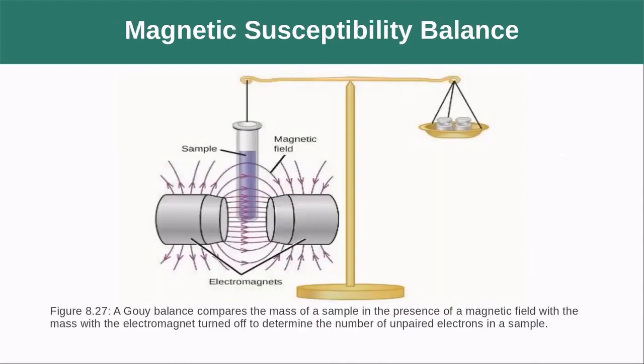So if we picture that I put a sample inside of a container and I can accurately weigh its mass, obviously we wouldn't use one of these, we'd have an electronic balance, and I put it in between two magnets, electromagnets, where I can control this magnetic field and vary it. I can measure the magnetic susceptibility of that compound by seeing how the mass changes as I vary the magnetic field.